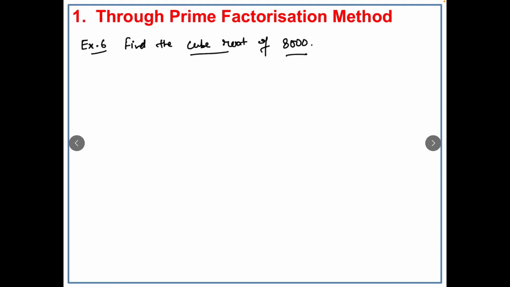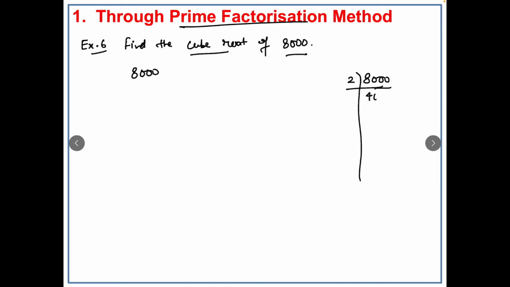We are asked to find its cube root, and we are going to use the prime factorization method. So the number is 8000. First we have to find its prime factors, so write the number here and let's find its prime factors. As you can see, 8000 is an even number, so it is divisible by 2. Let's first divide this by 2, which is the smallest prime number.